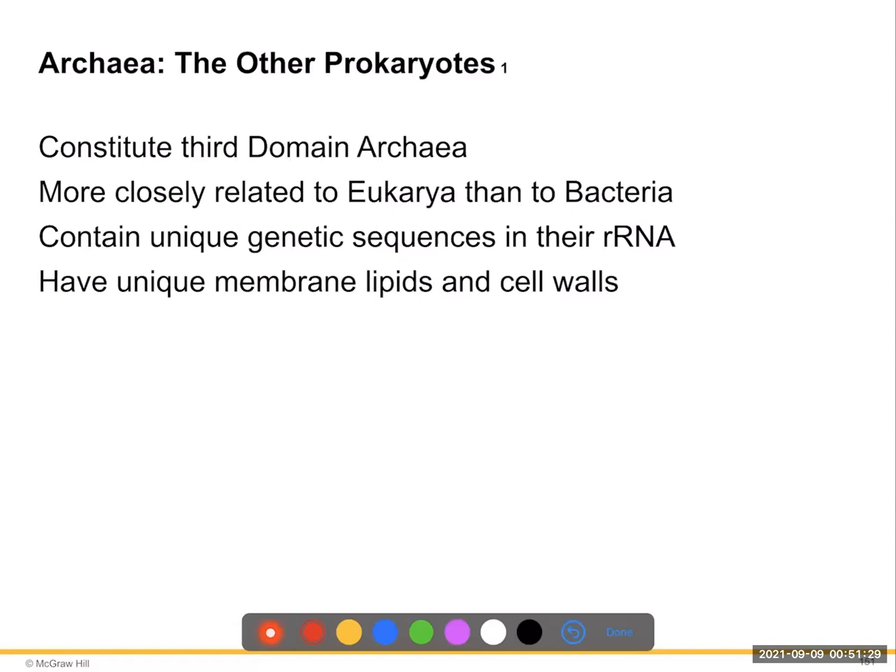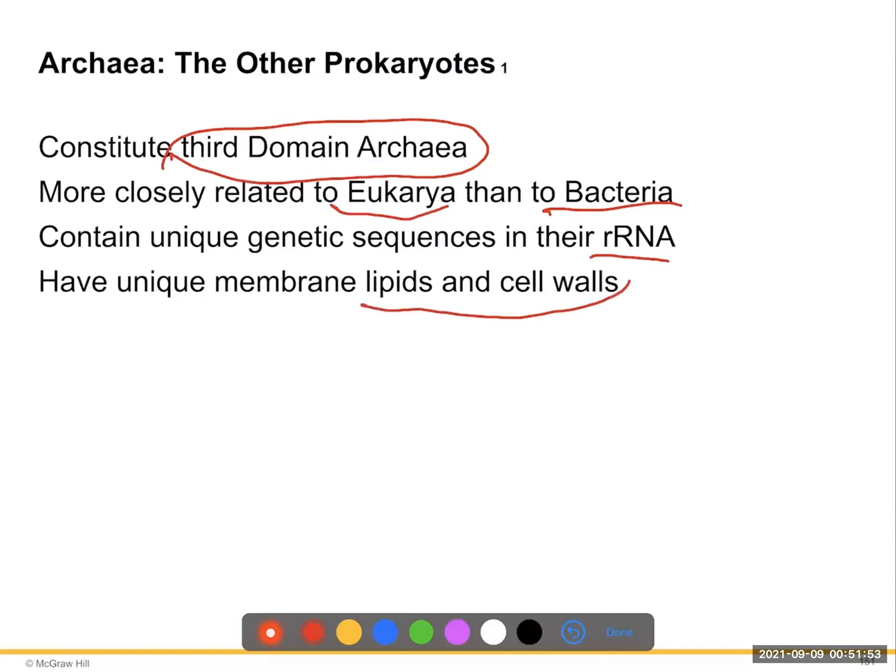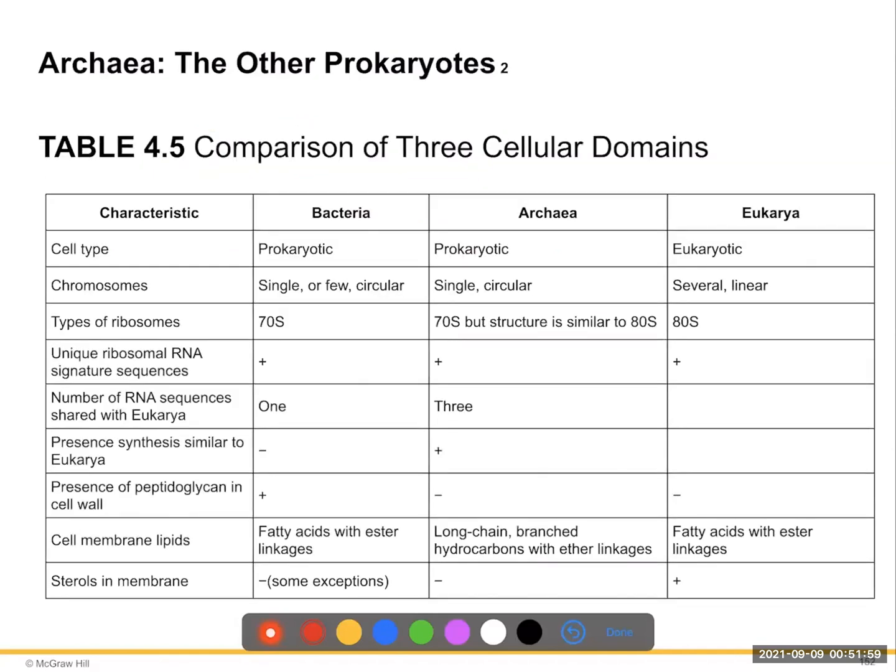Okay, archaea are the other prokaryotes we talked about a little before that. Those are kind of the crossover points between prokaryotes and eukaryotes. The concept of the third domain is archaea. Okay. They are more closely related to eukaryotes than to bacteria, contain unique genetic sequences in their ribosomal RNA, and have unique membrane lipids and cell walls. Okay. So you have bacteria, you have archaea, and you have eukarya, which are human cells. This is the crossover point between them, evolutionary.